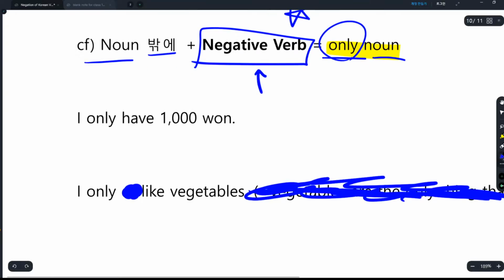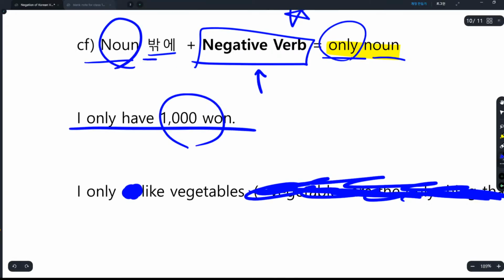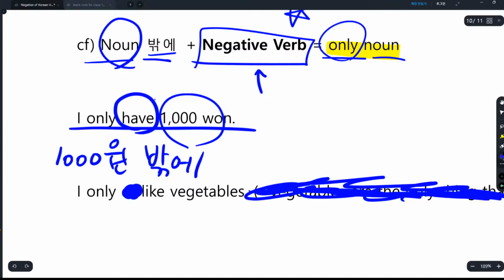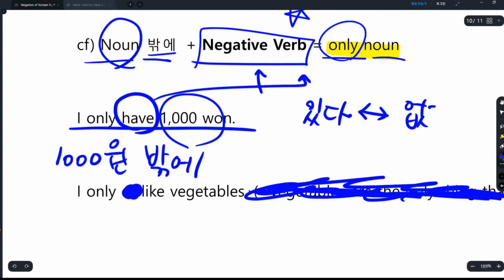So if you want to say, I only have 1,000 won, you can say 1,000원 밖에. And then you would have to negate have, which is 있다. And its negation, we learned, is not 안 있다. It should be 없다, right? So if you say 1,000원 밖에 안 있어요, the sentence is completely off. It should be 1,000원 밖에 없어요.